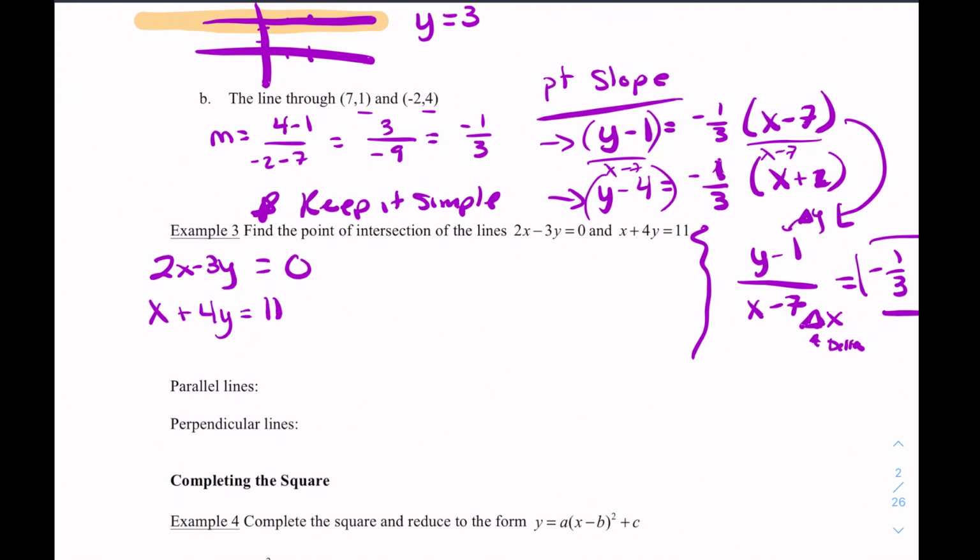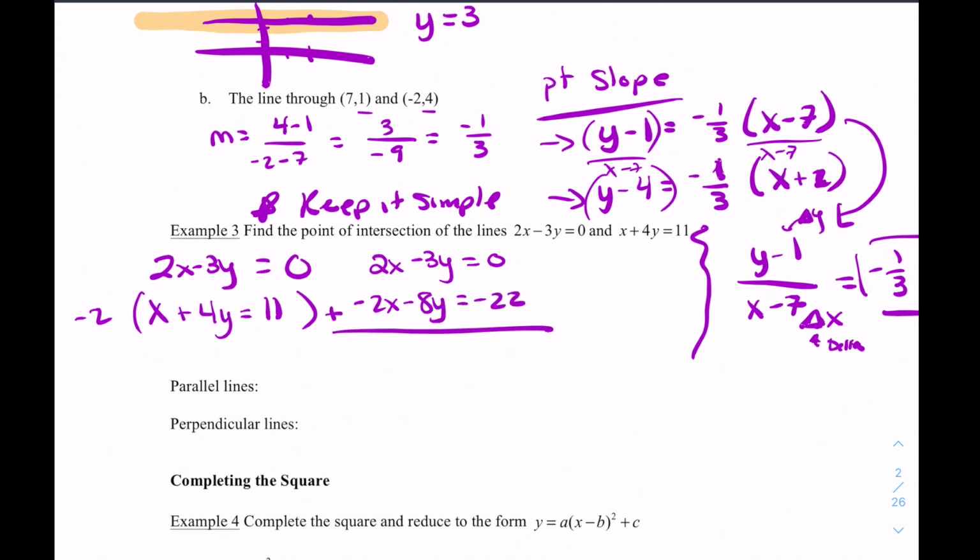I'm going to multiply this second line by negative 2 so I can cancel out the x's. I'm going to rewrite this. 2x minus 3y equals 0. Negative 2x minus 8y equals negative 22. We're going to add these together to eliminate the x's.